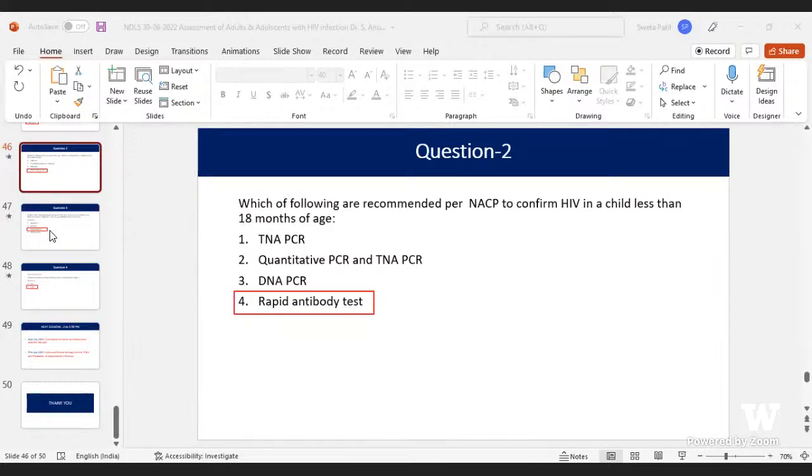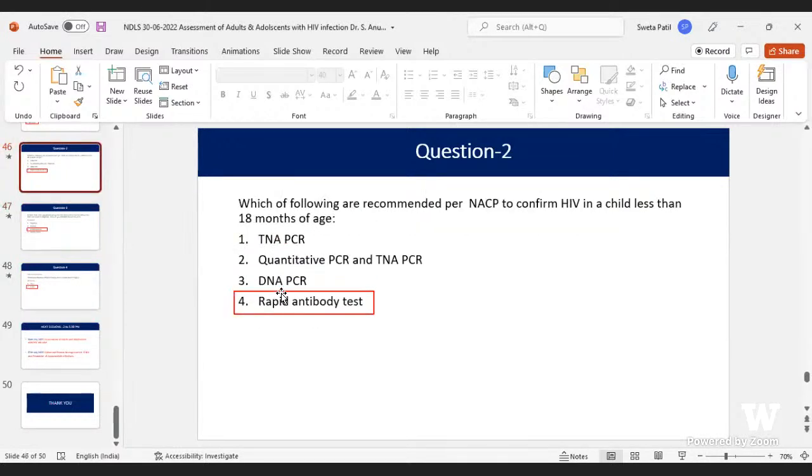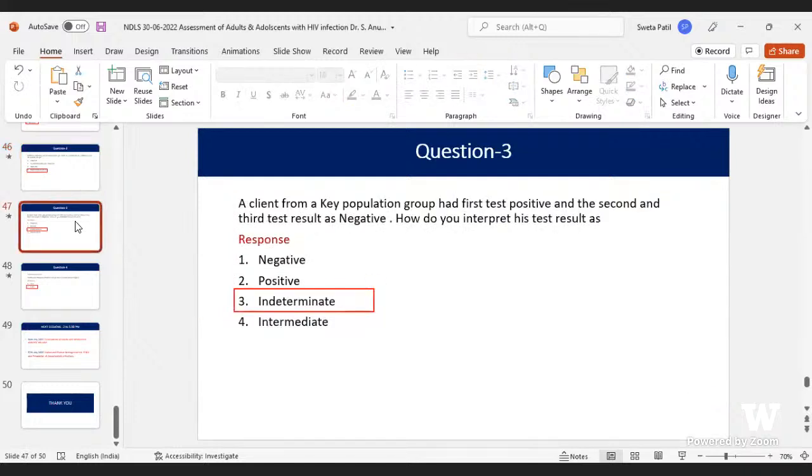So for patients within the HIV program, what we say is that for less than 18 months of age, we do not do any rapid test, but the current guidelines say you do a TNA PCR and confirm the diagnosis. So I think 1 will be the answer for question 2. And indeterminate, yes, that's correct.